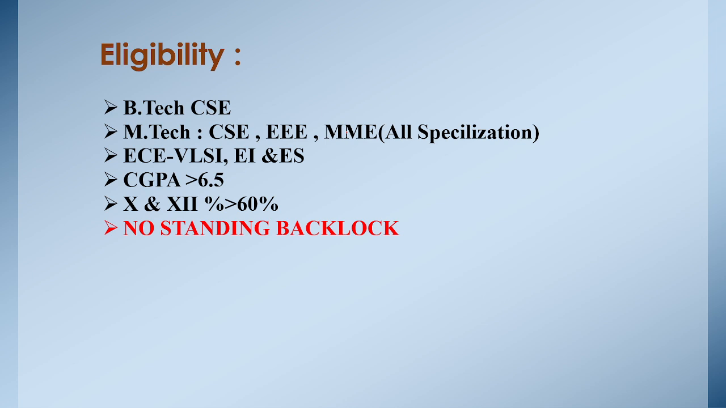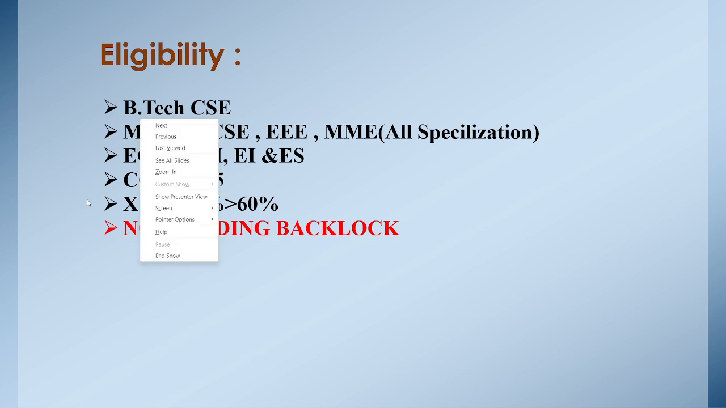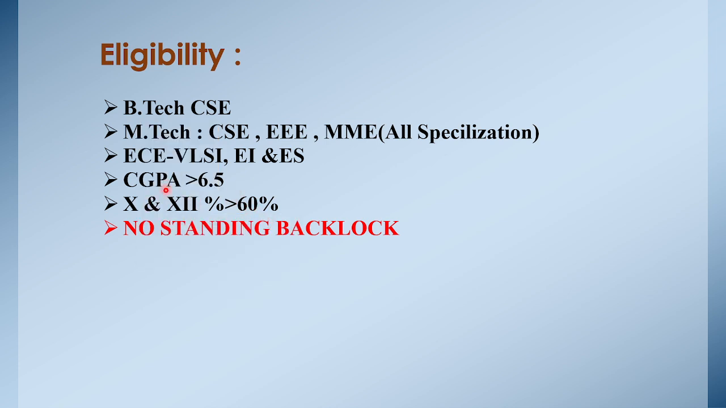First of all, we will talk about CGPA. CGPA for BTech as well as for MTech must be greater than 6.5. And class 11th and class 12th percentage must be greater than 60%. And no standing backlog. This means if you are in BTech, there should not be any live backlog, or in MTech, there should not be any backlog. If you have a current backlog, then you will not be allowed to sit in the placements. So these are the eligibility criteria regarding the ABB recruitment.